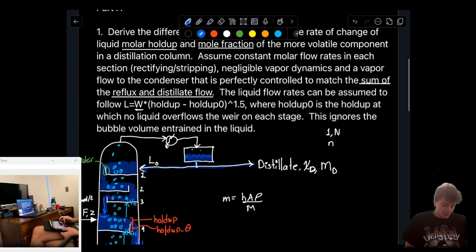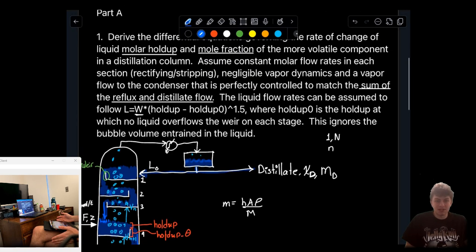Let's see if there's anything else we really need to say about the system before we dive into the actual differential equations here. Again, we're assuming constant molar flow rates in each section, negligible vapor dynamics, which just means that our vapor is not going to change through each stage, which of course it really will, right? Because not only is it changing composition, but there's going to be pressure drop in the column in reality, but we're not really looking too deeply into that for this system.